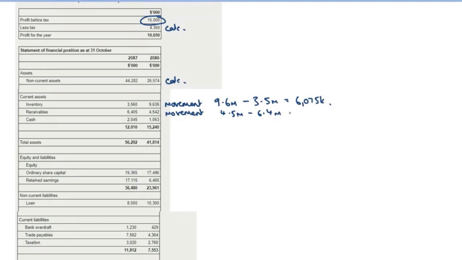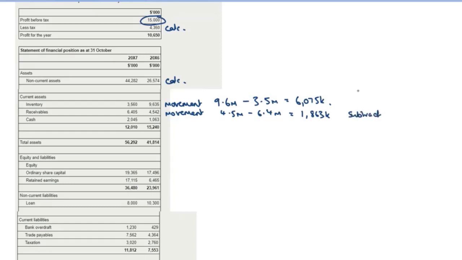If people owe me more money than they did at the start of the year, then I've got money tied up. Okay, I've got money tied up in my receivables. So actually, there's 1,863,000 of cash that has gone out, that is tied up in receivables. So I'd be looking to subtract that.